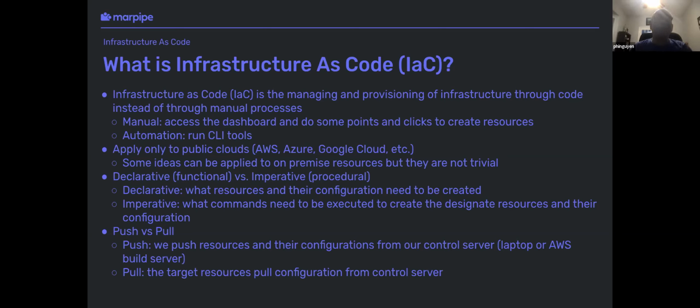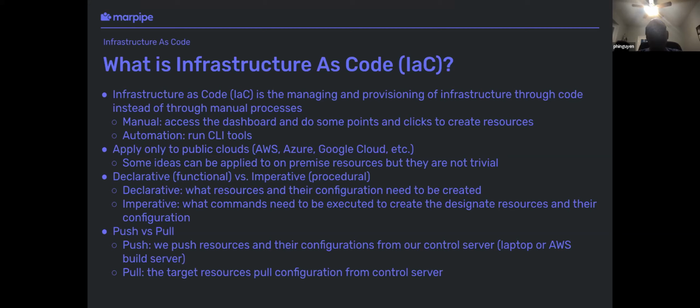Also, when we talk about infrastructure as code, there's the idea of declarative or imperative, right? Declarative means you have resources and you use the configuration and then you create it. Imperative means you have a series of commands, and at the end of those commands you have a target resource to be created. At the end of the talk, I'm going to give some examples for the two types of infrastructure code.